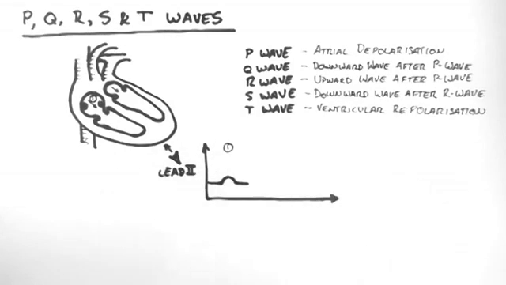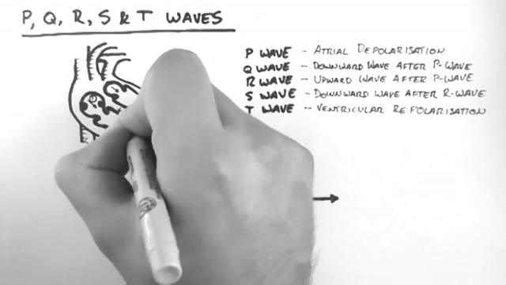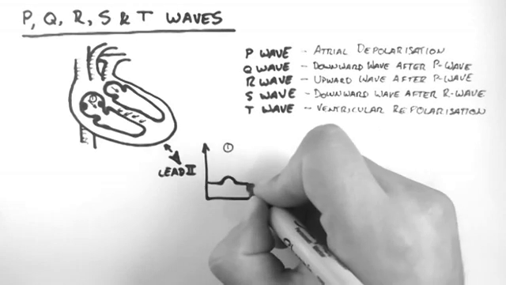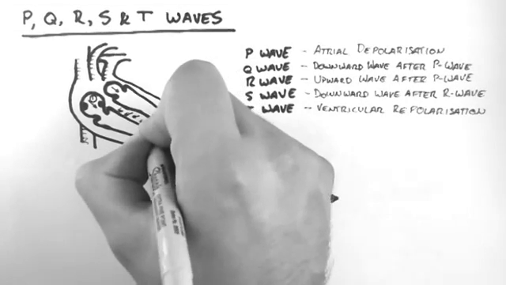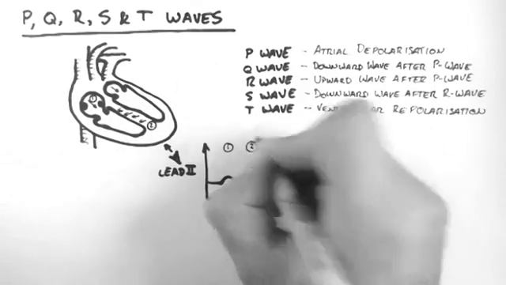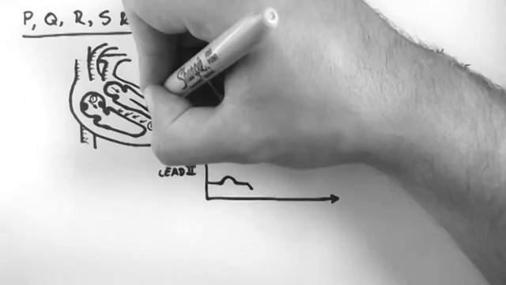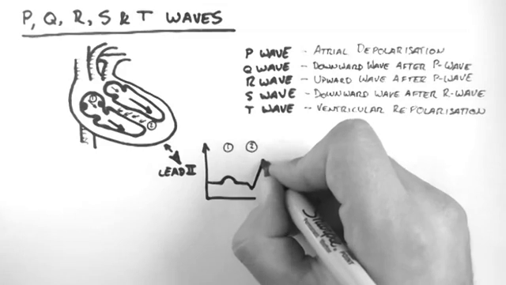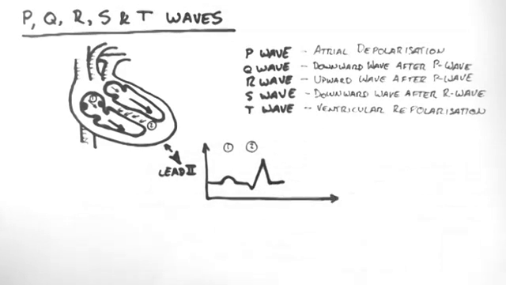This is followed by septal depolarization. Because the left bundle branch is activated before the right bundle branch, depolarization occurs in this direction, which is slightly away from the direction of lead 2. This causes a small downward deflection on the ECG trace. This is followed soon after by ventricular depolarization, which occurs toward lead 2. This is a very large electrical event, seen on the ECG as a large upward deflection.